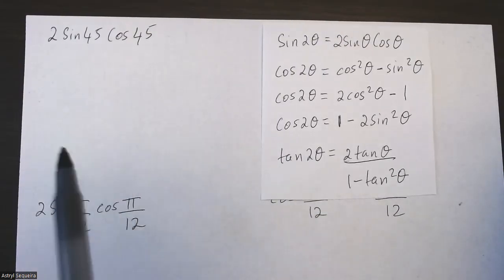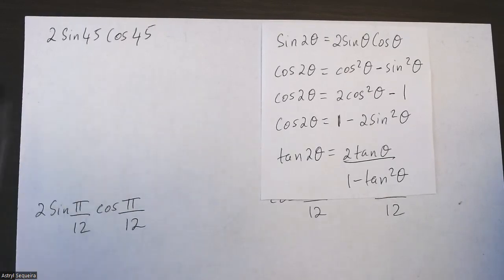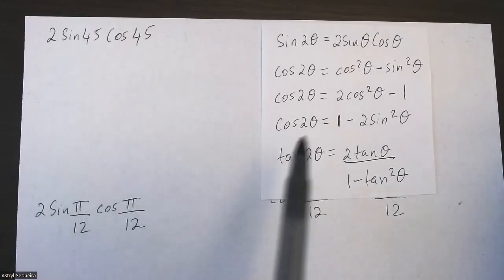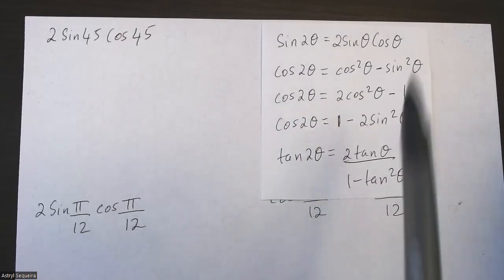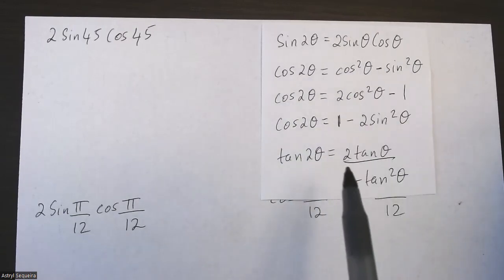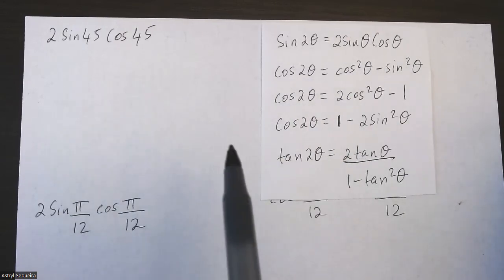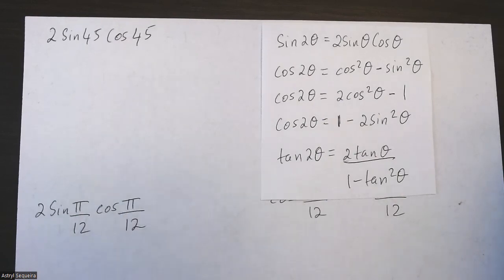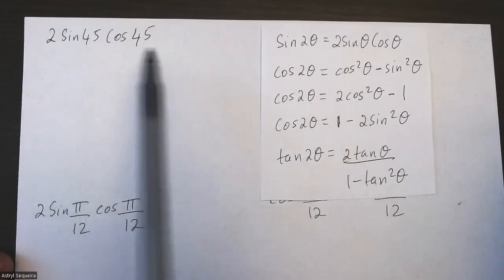All right, so in this video, we are going to evaluate these trig ratios, and we're going to use our double angle formulas, which I have listed on this little small paper over here. And we're going to do these without a calculator because these are all going to be using the special triangles. So let's take a look at the first one over here.